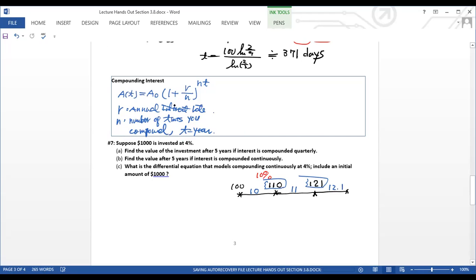If you are compounding monthly, then what is your n? n is 12. So if t is 2, how many times do you calculate the interest? You calculate the interest 24 times. Then the next one here.